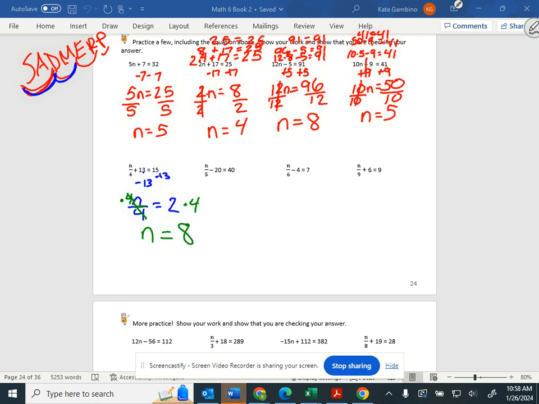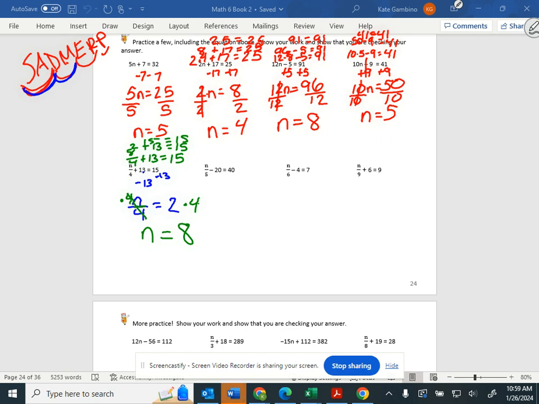So now I plug it back in and I say 8 divided by 4 plus 13, does that equal 15? 8 divided by 4 is 2, plus 13, does that equal 15? Yes, it does. 2 plus 13 is 15 equals 15. So when I plug that variable back in, I see that it works.